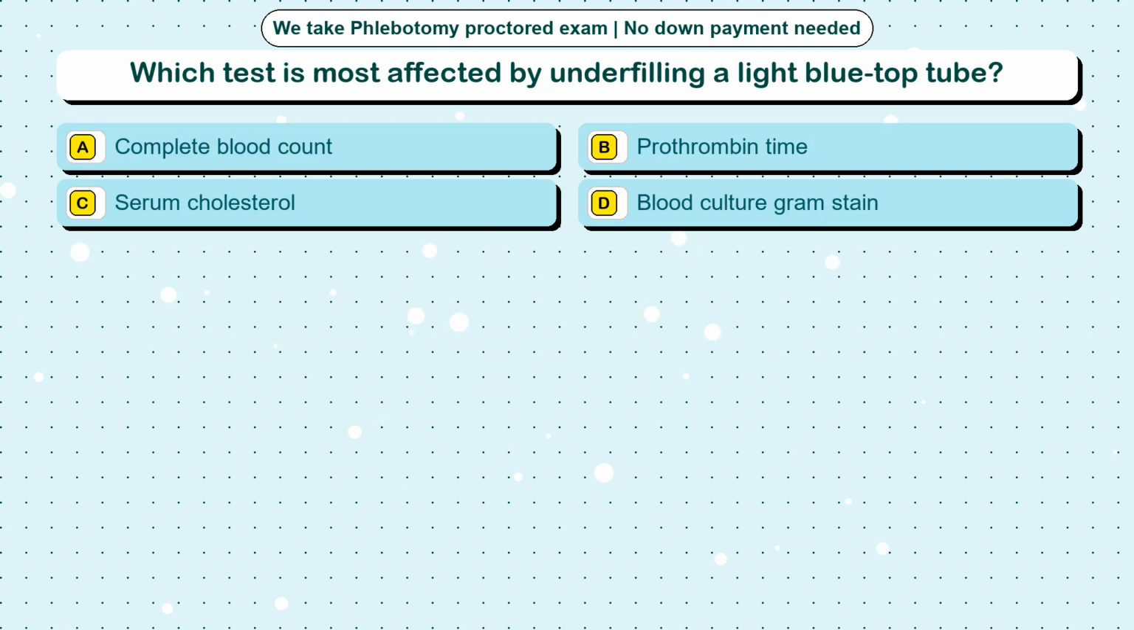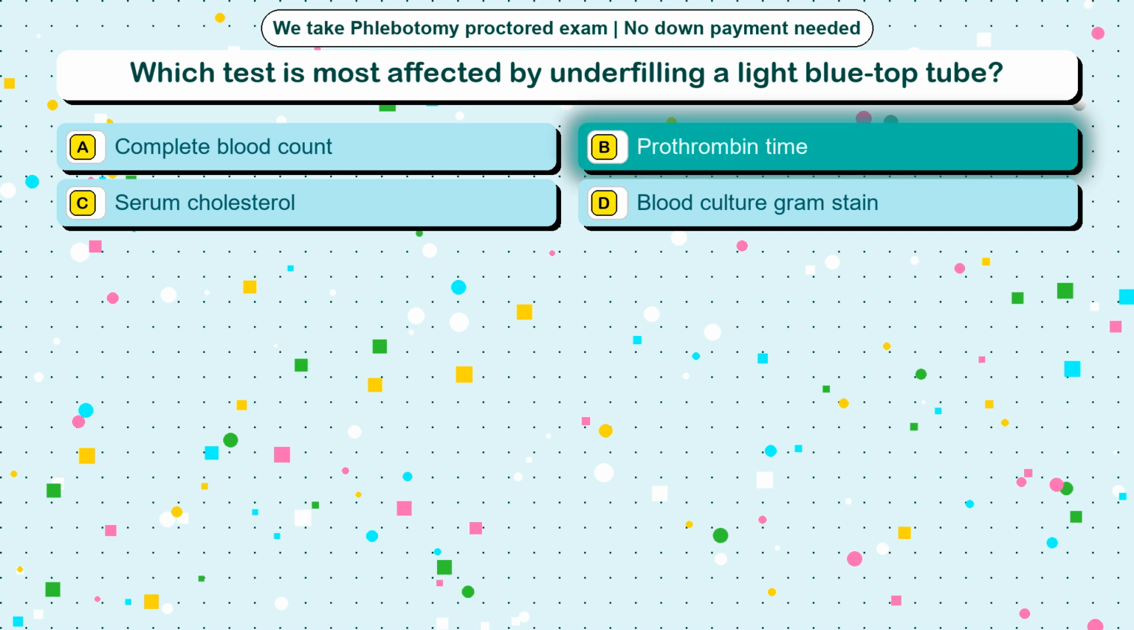Question 17. Which test is most affected by underfilling a light blue top tube? Option A, complete blood count. Option B, prothrombin time. Option C, serum cholesterol. Option D, a blood culture gram stain. The correct answer is option B, prothrombin time.